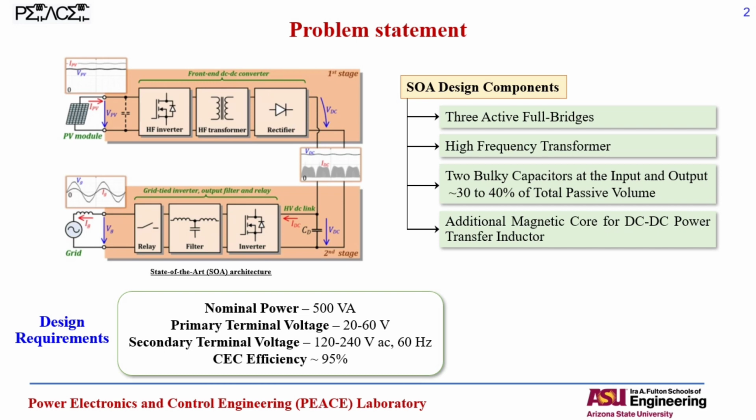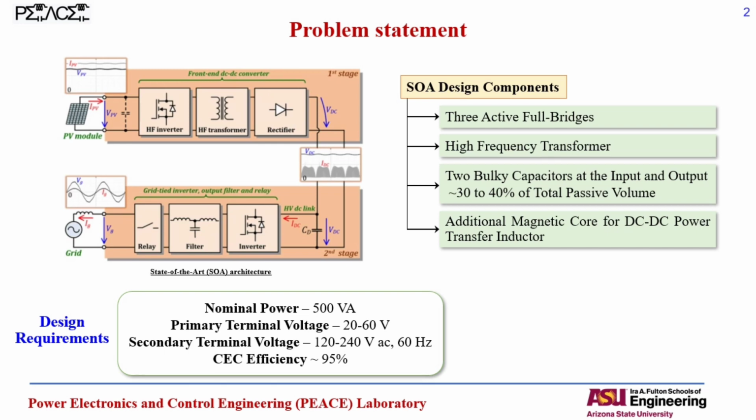So this state of the art also includes an additional magnetic core, which is the power transfer inductance here at the input of the high frequency transformer, which also increases the losses because of the core losses and the conduction losses through the windings of this inductor. So this is a state of the art that you can see here. We have one DC-DC stage here, and another one is the DC-AC inverter that you can see here.